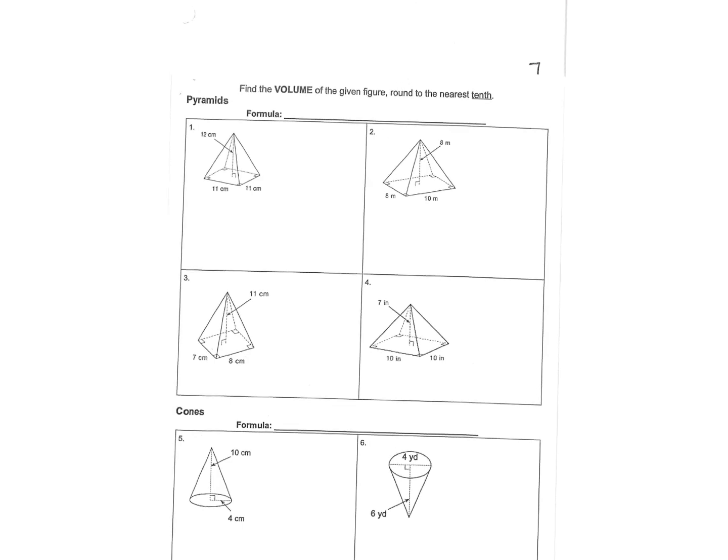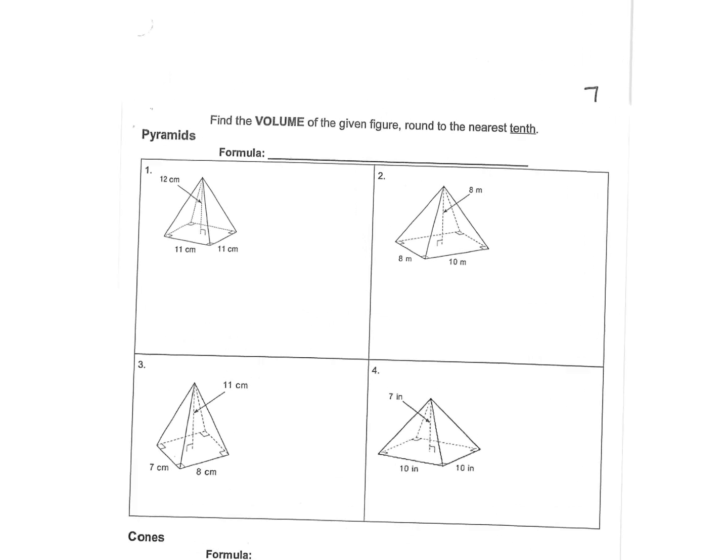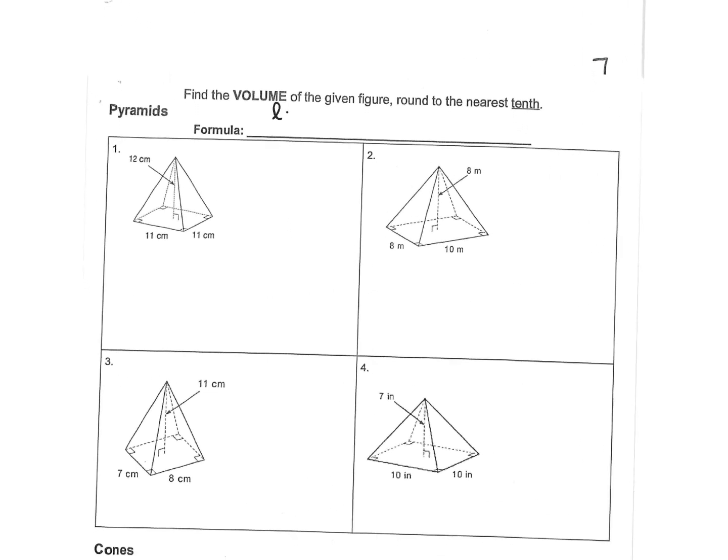Today we're going to learn about finding the volume of a pyramid. The formula for volume of a pyramid is length times width times height divided by 3. Super easy. So here we have our length, and here we have our width, and we have our height right here. So we're going to plug that in.